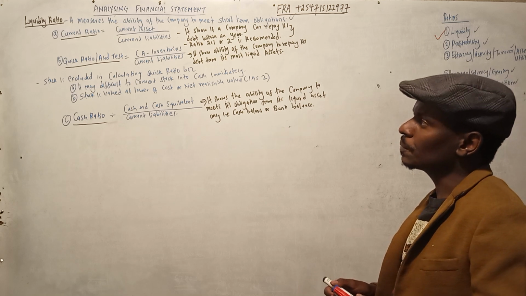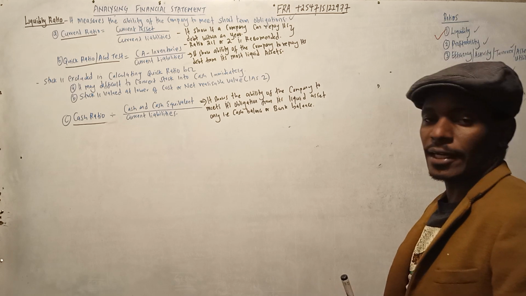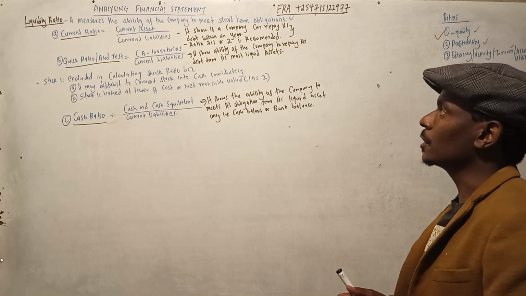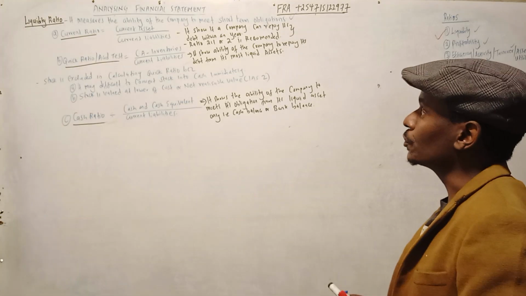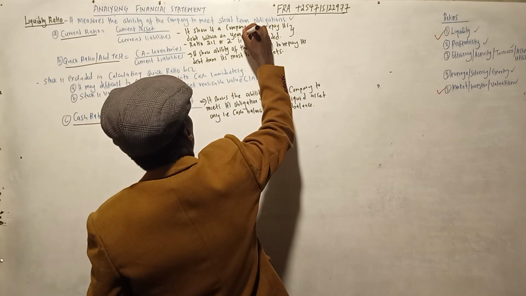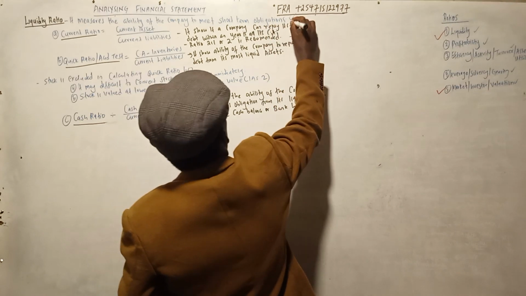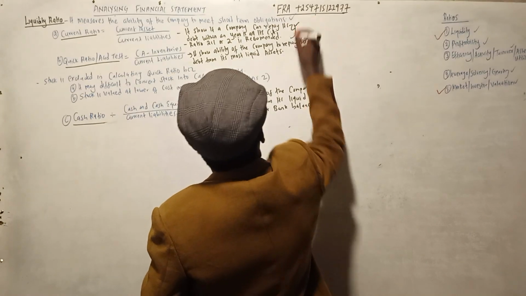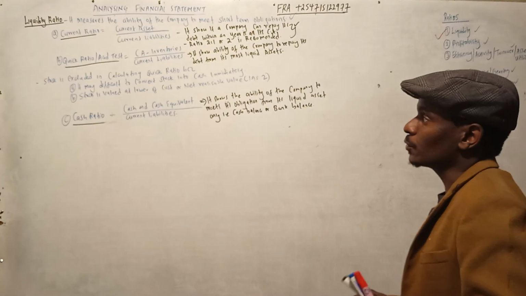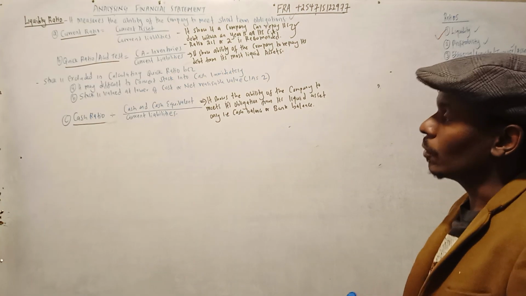We have the current ratio as the first one. Current ratio is equal to current assets over current liabilities. It shows if the company can repay its debt within a year using all its current assets, whether liquid or not liquid. A ratio of 2:1 is most recommended when it comes to current ratio.